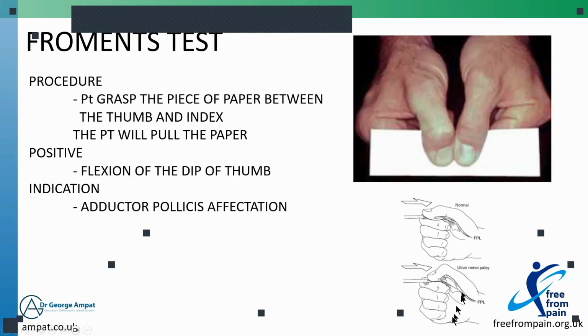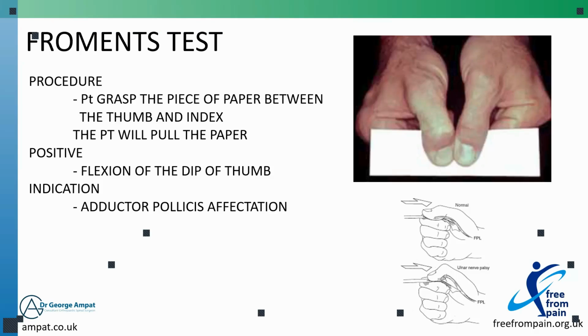But unfortunately, if you have lost that adductor, then you have to use your flexor pollicis longus. And when you use your flexor pollicis longus, there will also be flexion at the IP joint. So that is Froment's test: someone who's got an ulnar nerve palsy is not able to just grasp the paper with just their thumb and the index finger, they will need to bend their thumb.